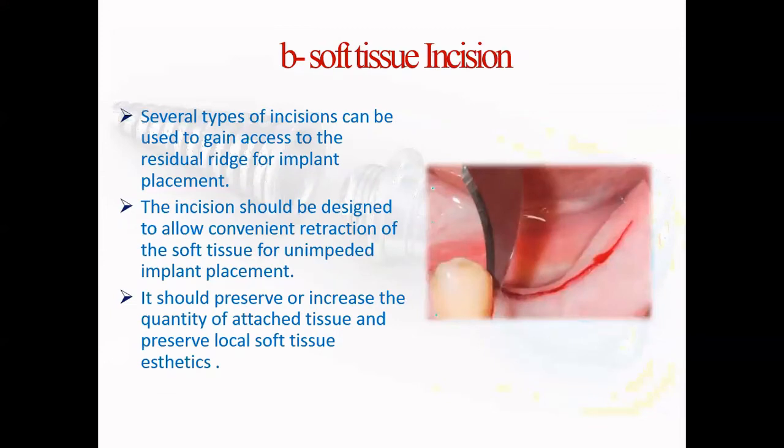How do you make an incision? Several types of incisions are used to gain access to the residual ridge for implant placement. The incision should be designed to allow convenient retraction of the soft tissue. So when we make a proper incision, the soft tissue can be retracted easily without any tear. It should preserve or increase the quantity of attached tissue and preserve the local soft tissue aesthetics.